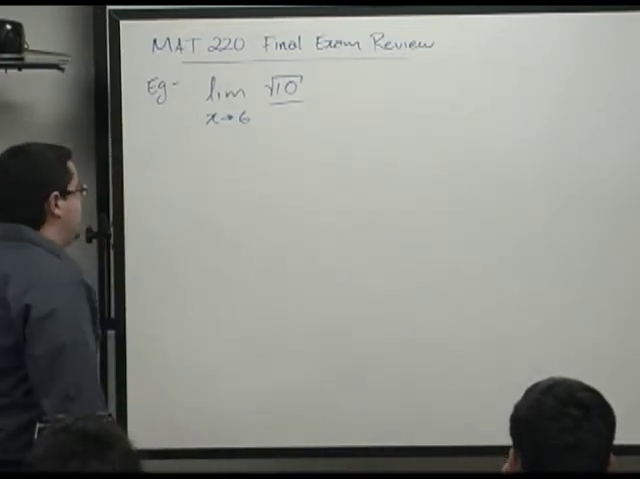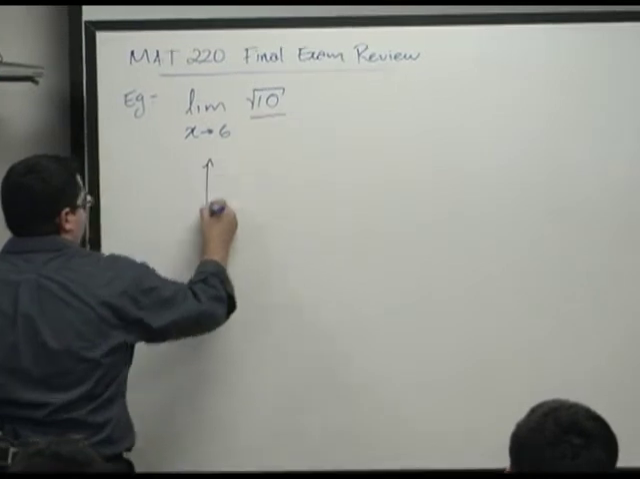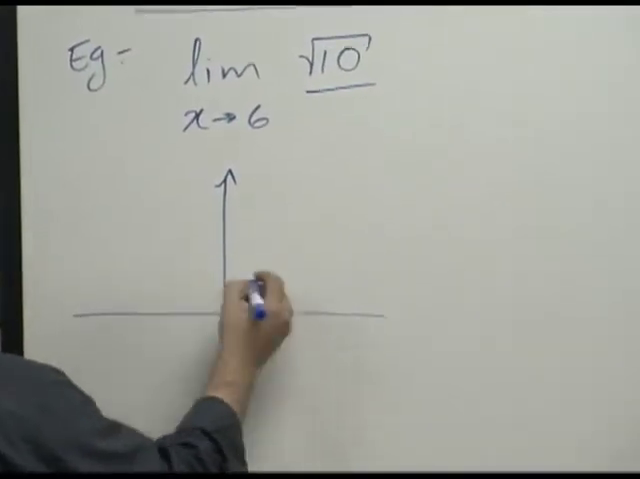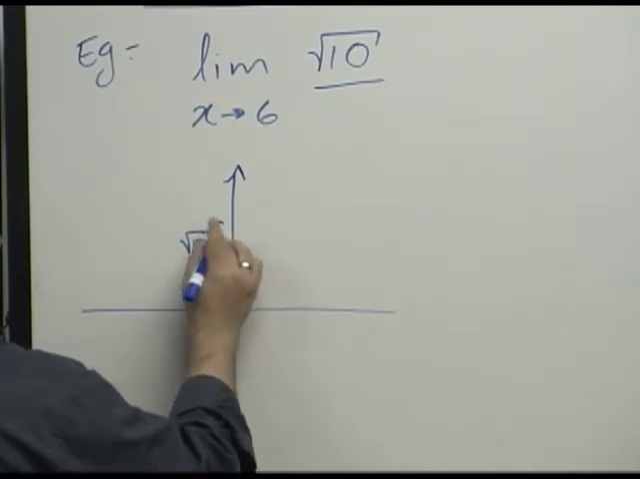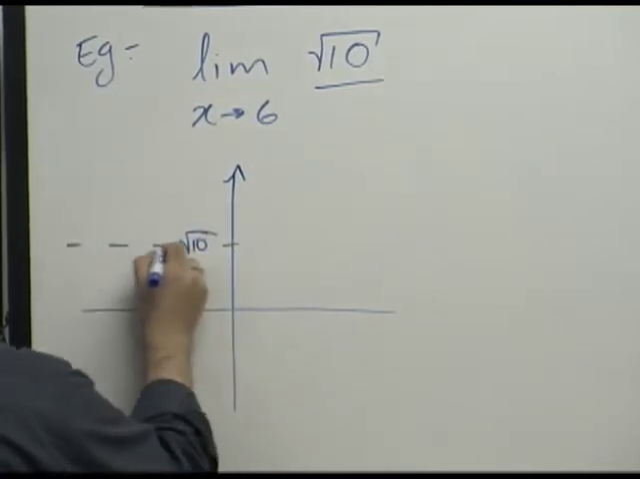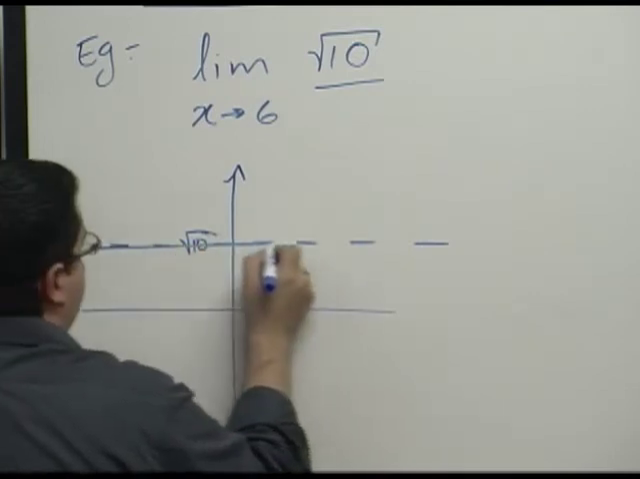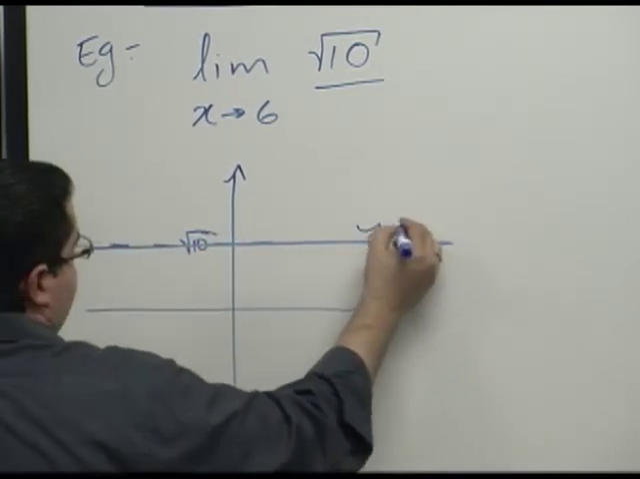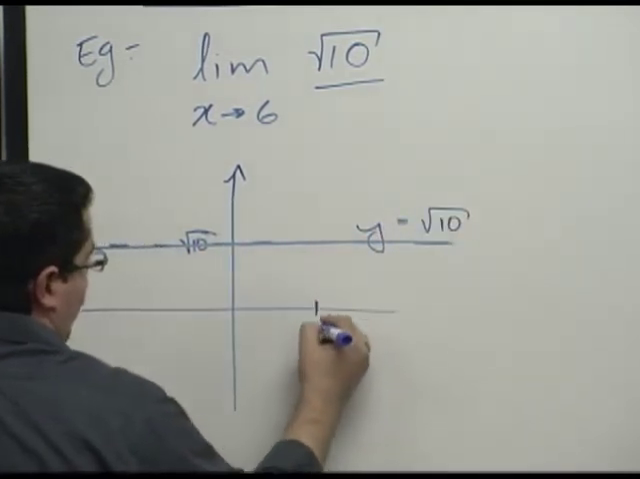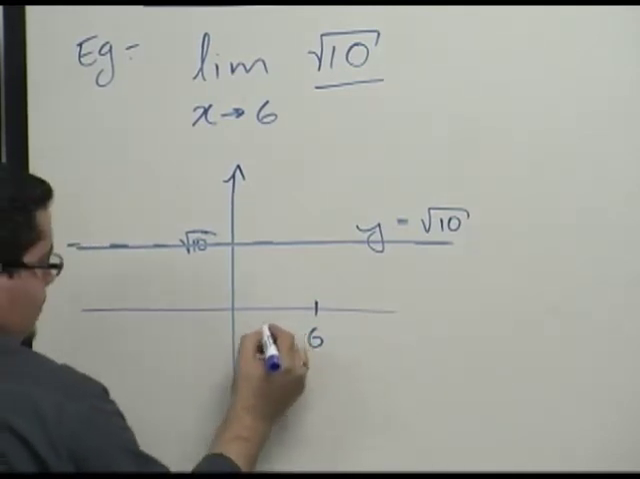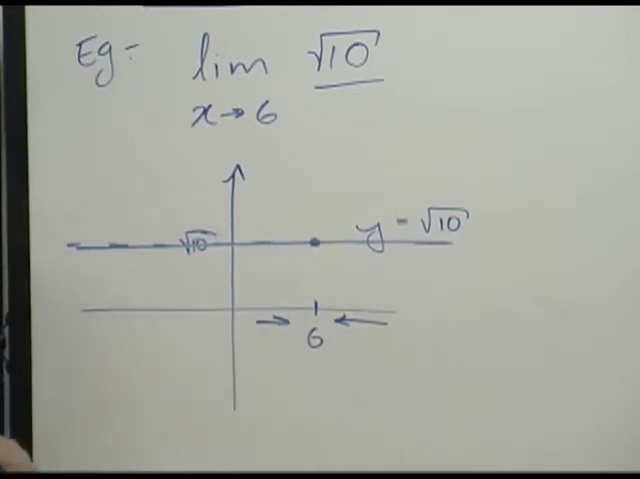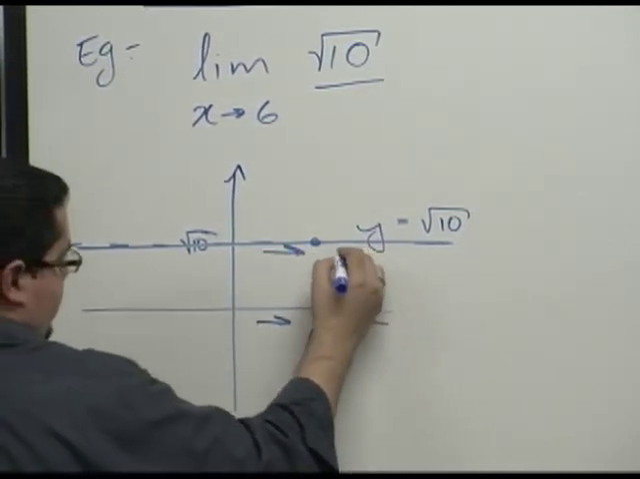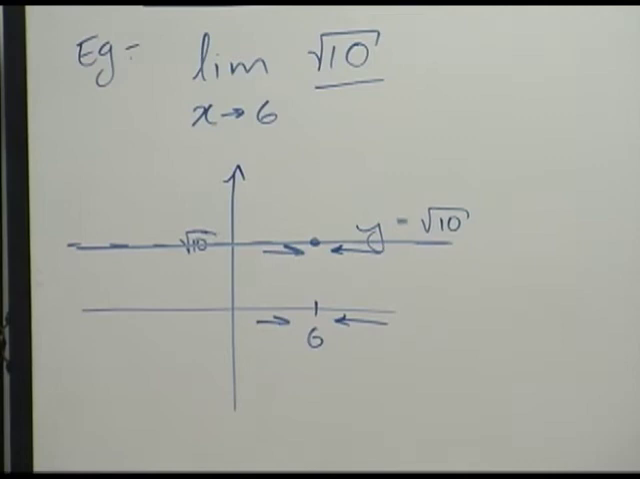Well, it's just a constant term, right? So if you think of it in terms of the graph, here's the square root of 10. What happens as you approach 6 from both ends? What is the limit? It is going to be the square root of 10, right? It doesn't change. Again, that's because it is a constant term.